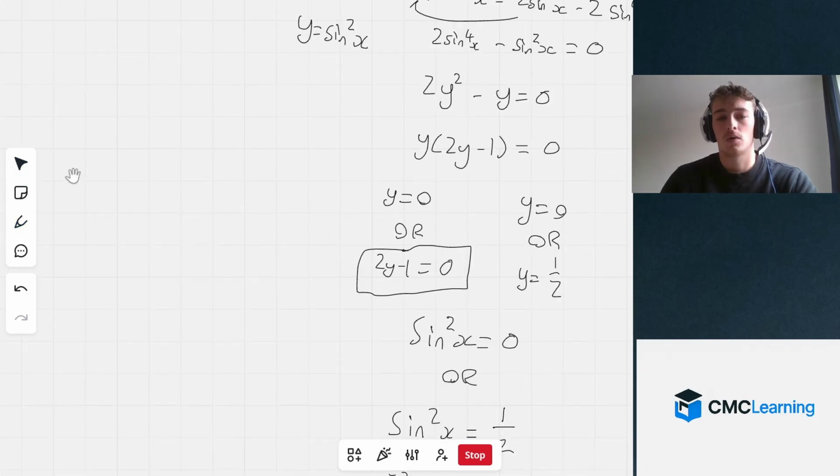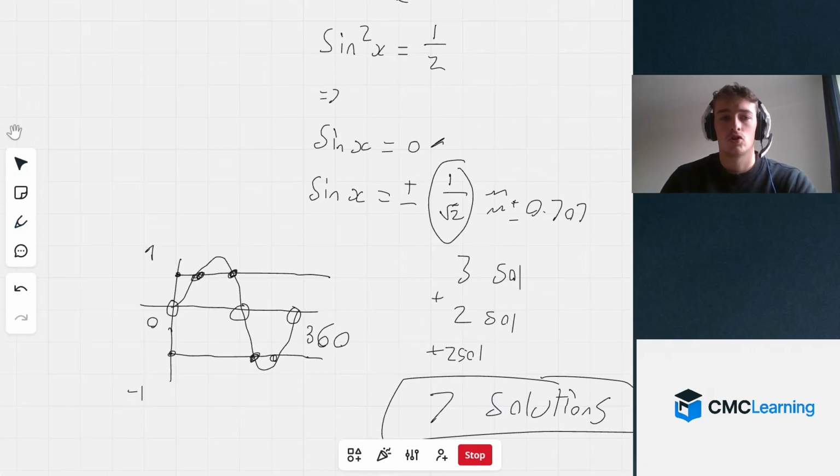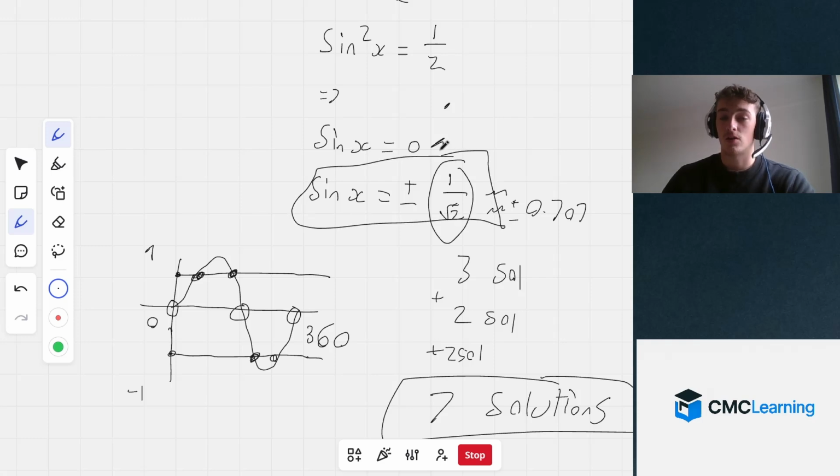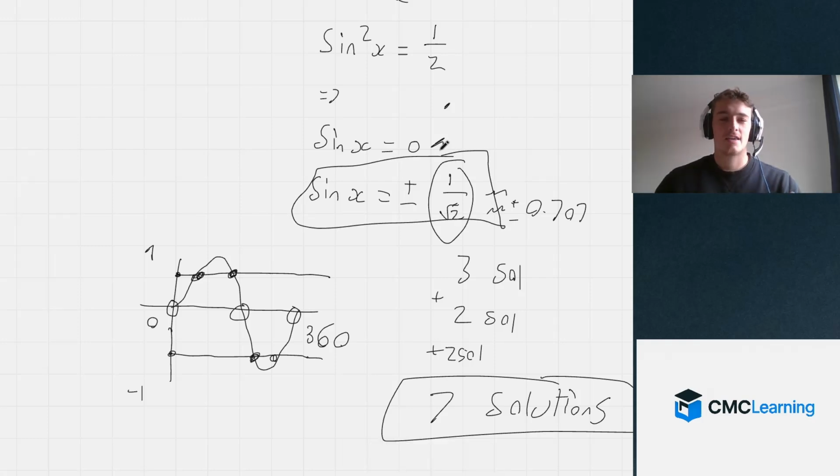If you wanted to go one step further, you could solve these two equations. To solve this without a calculator, you'd need to know your exact trig values. And at CMC Learning, we'll try and get a video out on that soon.